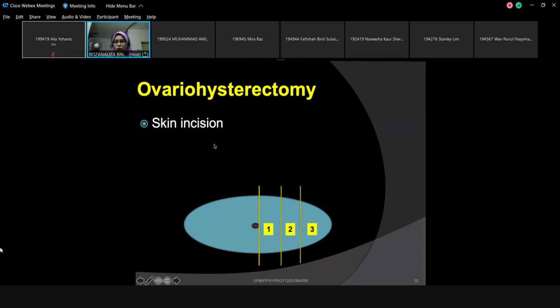for the skin incision, for cat we usually would aim at number 2 region. For dog, it's number 1 region. So it is closely related to the location of the uterus. If, for example, for cat you make an incision at number 1 region, so this is the umbilicus, this is the pubis. How I want to describe it is, from the umbilicus to the pubis, you divide the distance into three equal portions, and for cat we do the incision at the second third.